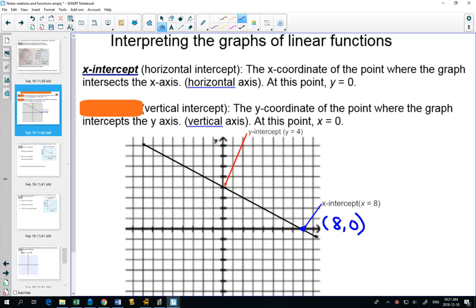And with your y-intercept, anytime you label a point on your y-axis, the x-coordinate is always going to be 0.